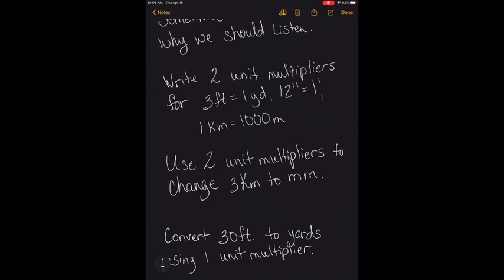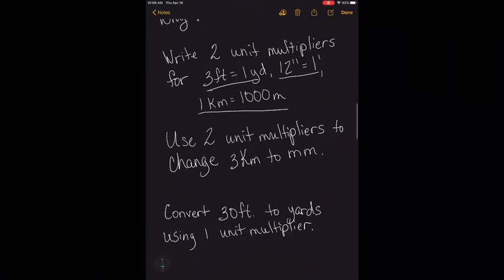So the first thing I wanted to do, I did write. Okay, so yes, I want you to write 2 unit multipliers for each of these separate things. 3 feet is 1 yard, 12 inches is 1 foot, and 1 kilometer is 1,000 meters. So I'm just going to write them in a different color. I think I'll choose green, kind of out to the side. A way to write a unit multiplier is you're writing 2 equal measures as a fraction, and you're including the units when you write them.